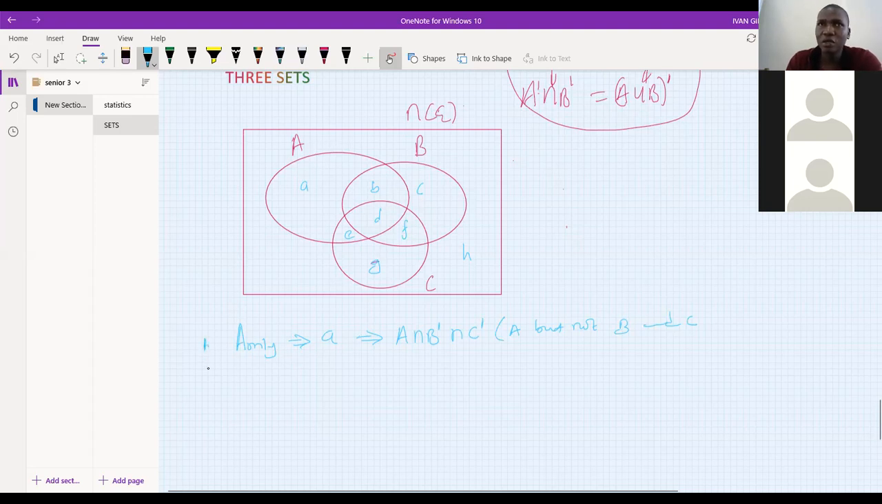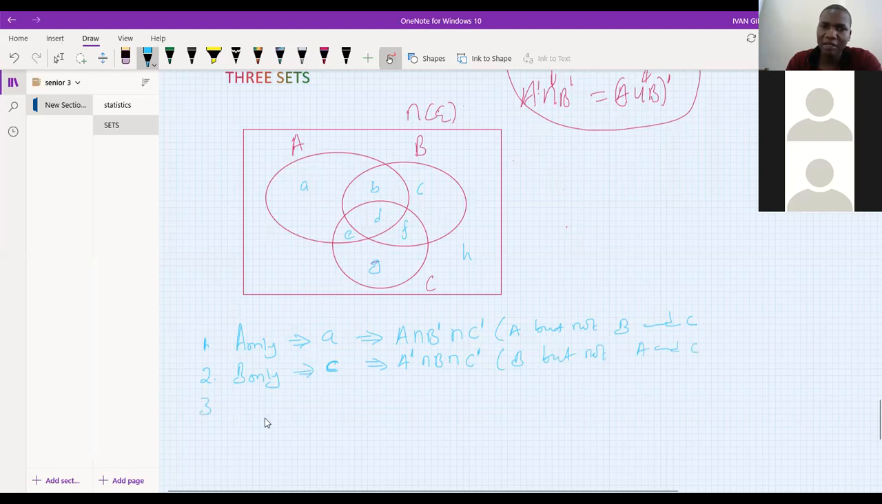Then another one, of course, we also have B only, which is defined the same way. Region C is representing B only and can also be written as A complement intersection B intersection C complement. There you're dealing with B only. You can also say B but not A and C. Then the same thing applies to C only.